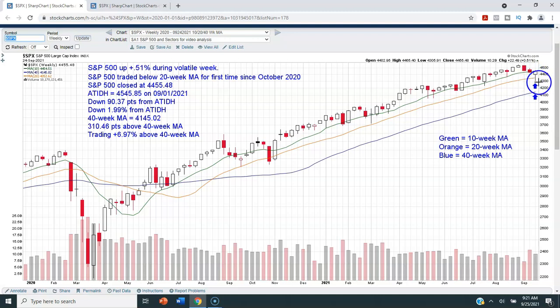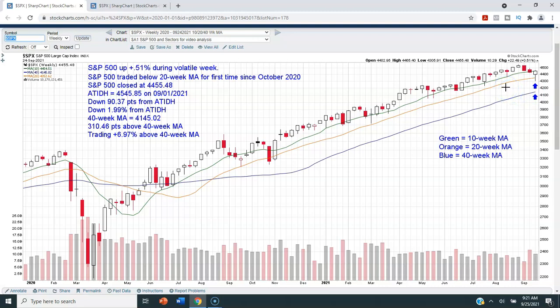We had just a little bit of trading below the 20-week moving average this week. The last time that happened was almost a year ago, in October of 2020. So it just shows how strong this market has been, that we went almost a year without even trading for one day below the 20-week moving average, let alone pulling back to the 40-week moving average, okay?